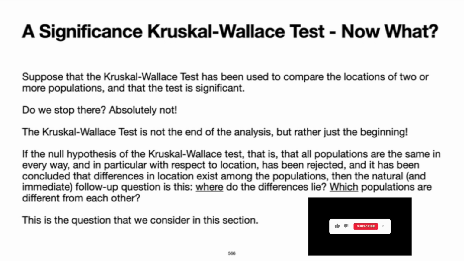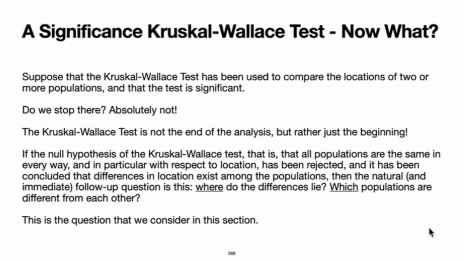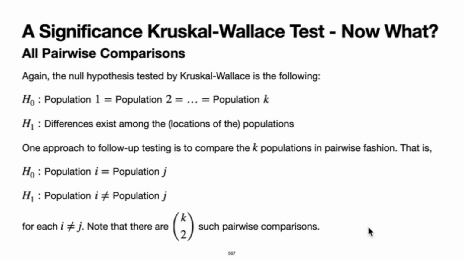Now, if you think back to your first methods class, when you covered analysis of variance, this is the same approach that we use there. The only difference is that was a parametric environment. This is a non-parametric situation. But the underlying questions are still the same. If we conclude that populations differ, then we want to know which populations are different, and if we can find out more than that, to what extent do they differ? So this is the question we're going to consider in this section.